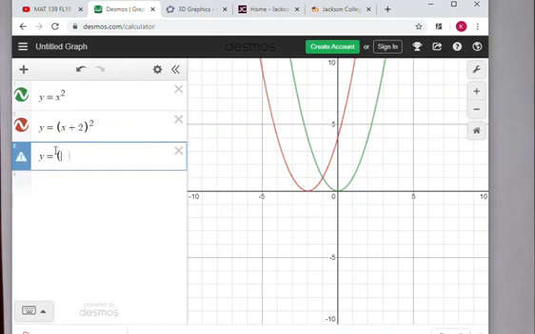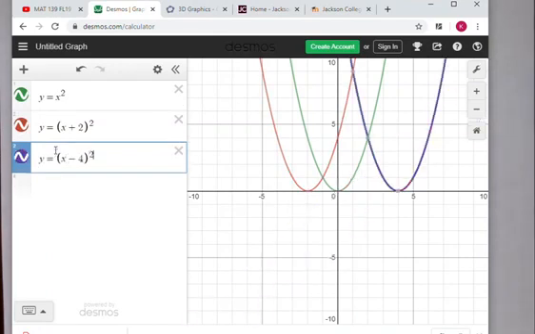What if I try y is equal to (x minus 4) squared? Here's our new graph over here. And now you can see, again, here's the vertex. Instead of 0, 0, we've now moved to the right by 4 units. Our vertex is now at 4, 0. So, when I added something inside the parentheses, the parabola moved left. When I subtracted, it moved right.